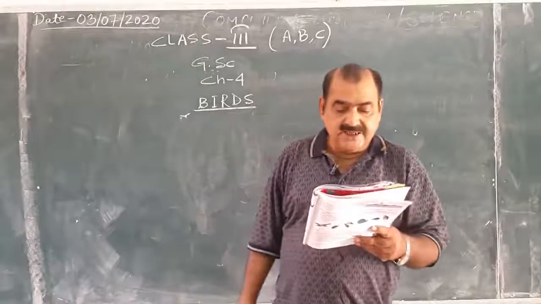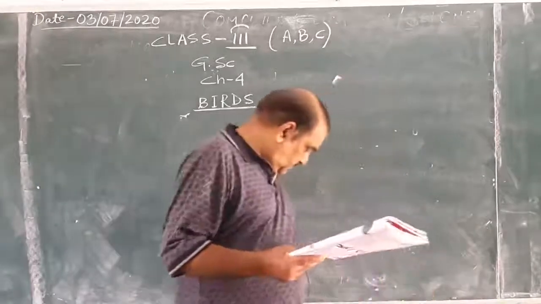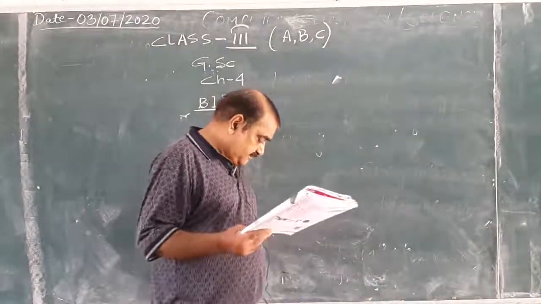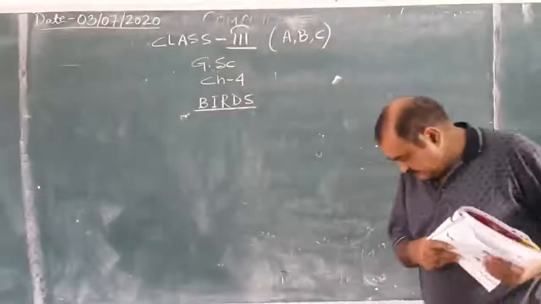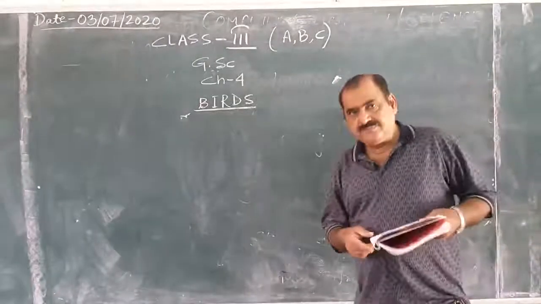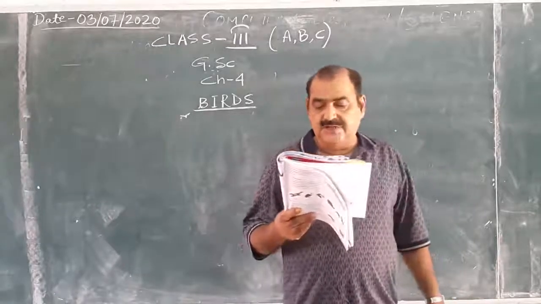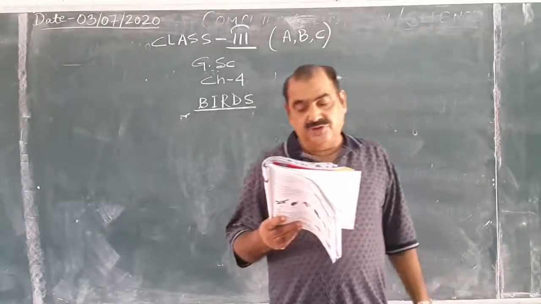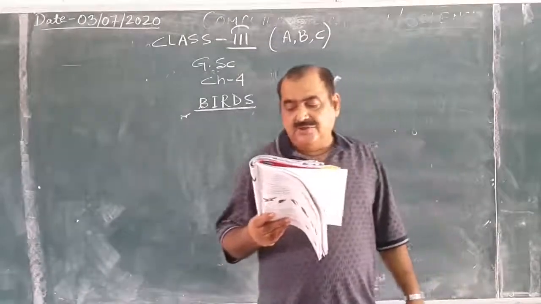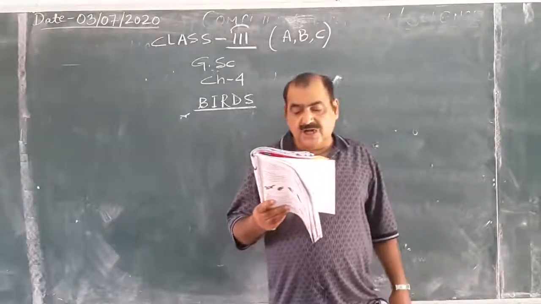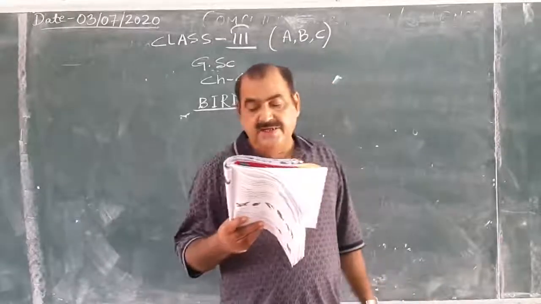How birds fly. A bird's body has certain features that enable them to fly. Number one, its body is boat shaped. You must have seen a boat which sails on a river. This helps it to cut through the air easily. Second one, its bones are light and hollow. A bird's bones are very light and they are hollow also. This makes its body very light.